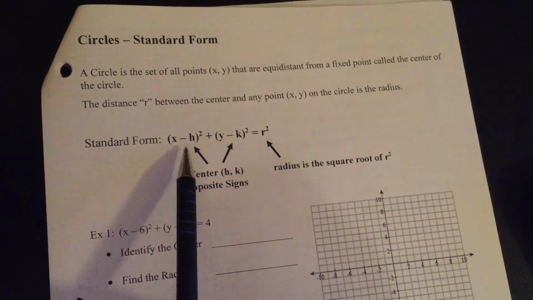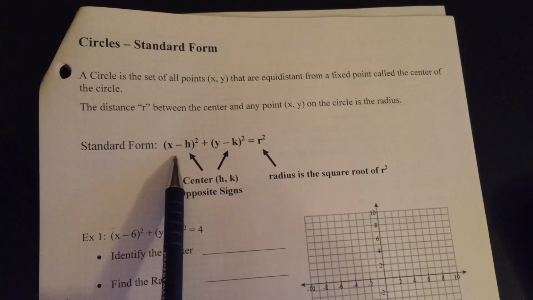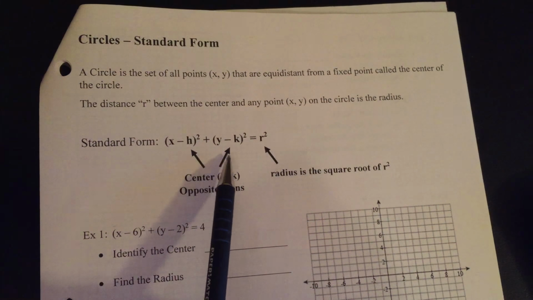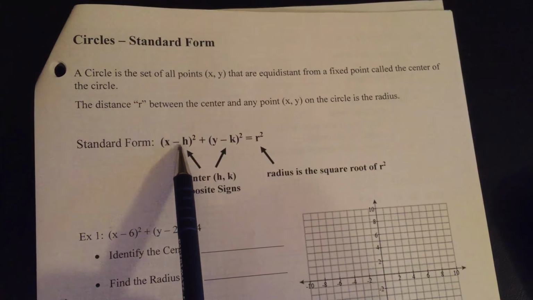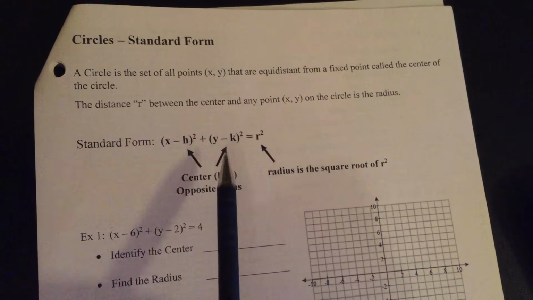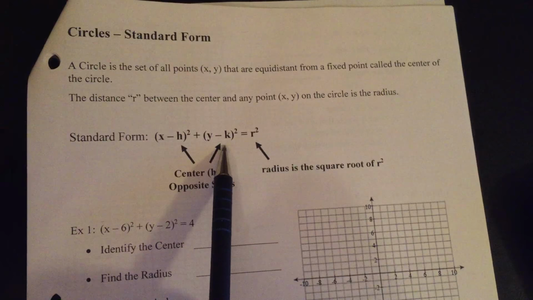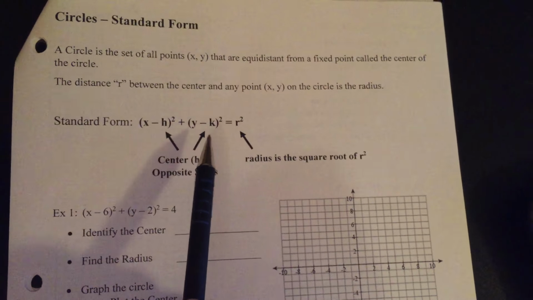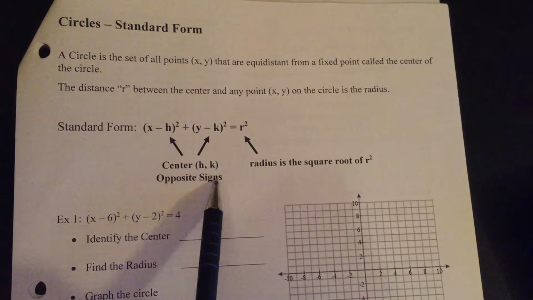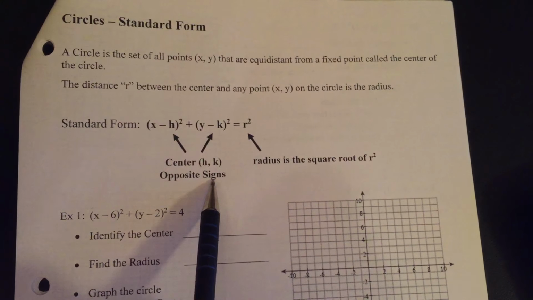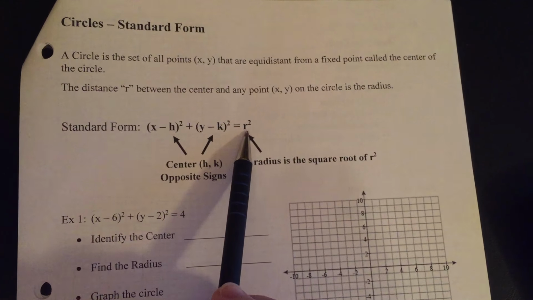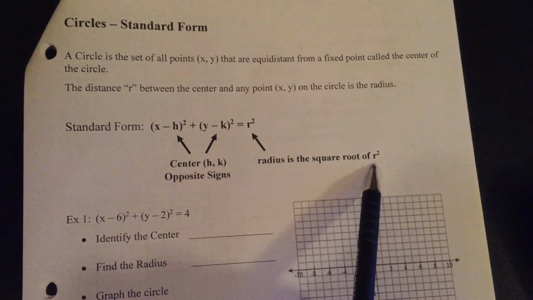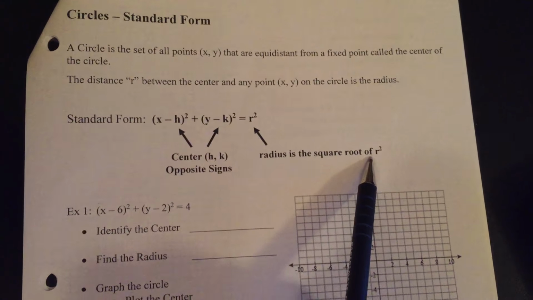And so we have the standard form equation right here: (x - h)² + (y - k)² = r². The center is going to come from whatever's in the parentheses. So the h, k is what's going to give us the center. And what you're going to notice is that you're going to use the opposite signs of whatever is in parentheses. Now, since the equation gives us the r squared, to get the radius, you are going to have to take the square root of whatever that number is.